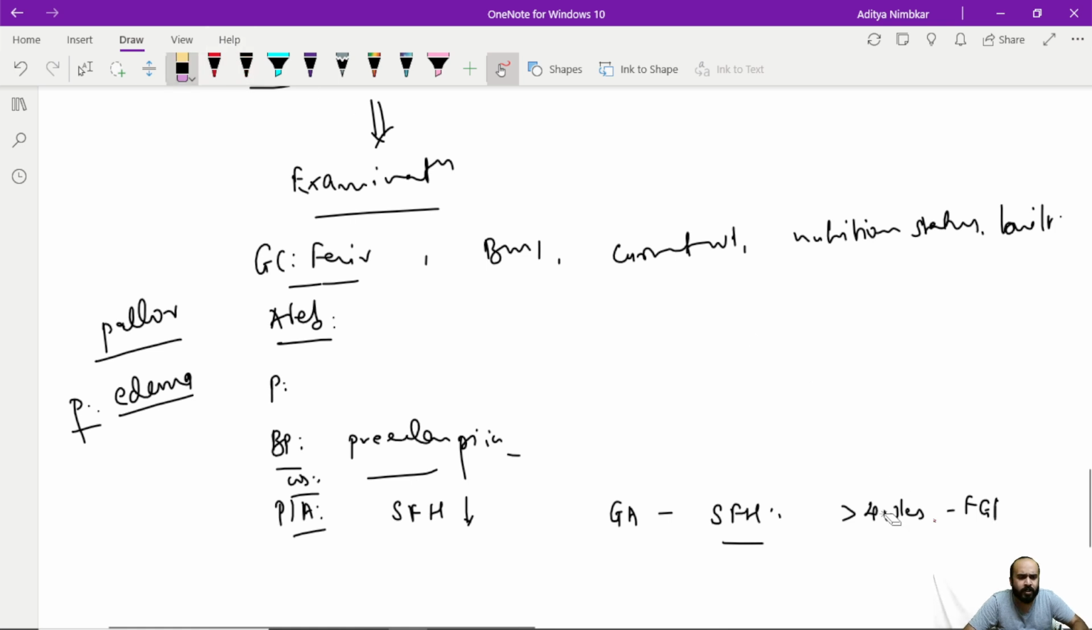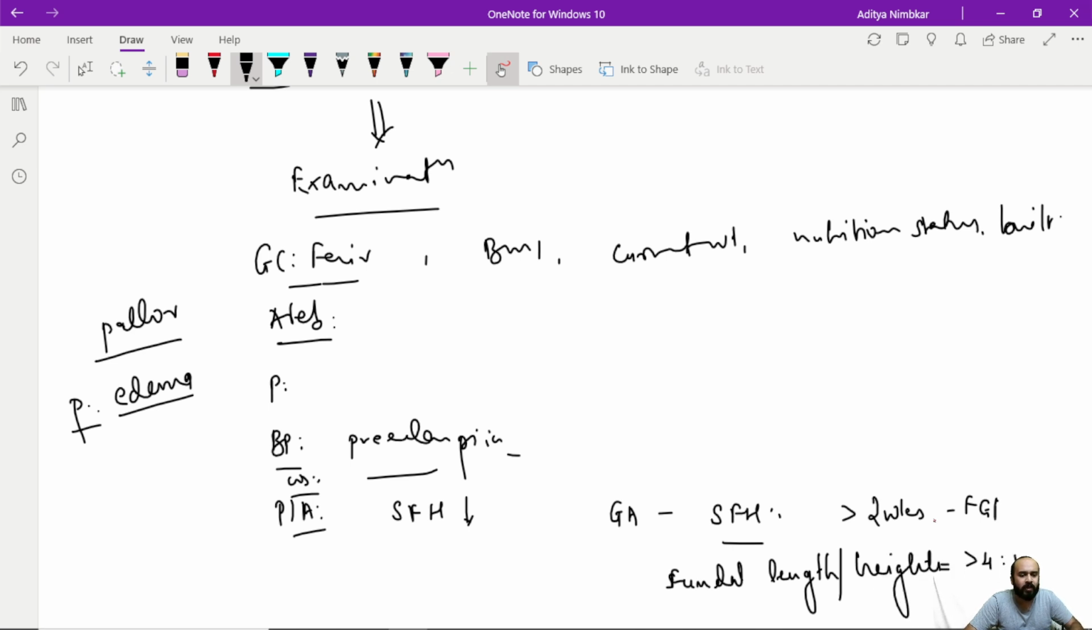A little bit of a change, more than 2 weeks, whereas the fundal length or the fundal height, if it is more than 4 weeks, then I call it fetal growth restriction. Now what is the difference? The fundal height is seen by using the ulnar margin of your right hand, whereas the symphysial fundal height is seen using a measuring tape from the symphysis pubis to the fundal height that you had measured earlier.